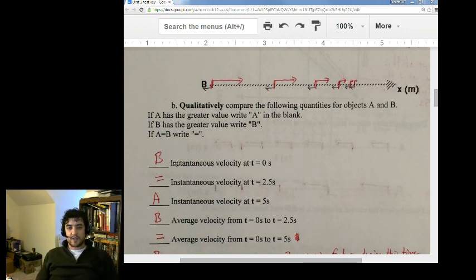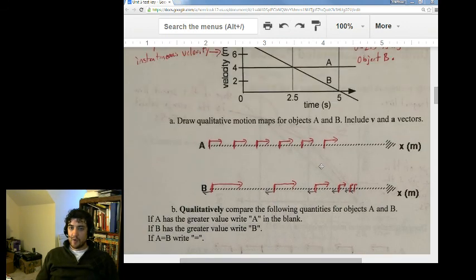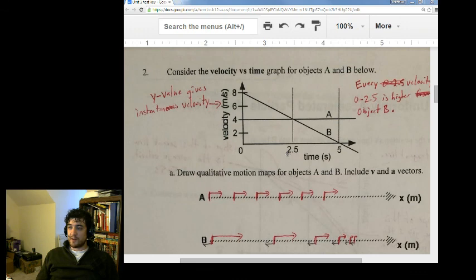Okay, answering these questions. Instantaneous velocity at t equals 0 seconds. We're looking at a velocity time graph. The instantaneous velocity is the y value. At 0 seconds, B is going 8 meters per second, A is going 4 meters per second. B is going decidedly faster.